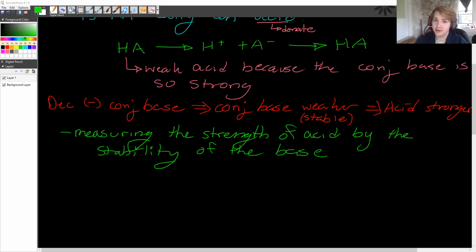Sweet. All right, so with all of that sorted out, we can now finally talk about the acidity trends. And remember, we're going to be talking about it in terms of decreasing that negative charge. All right.